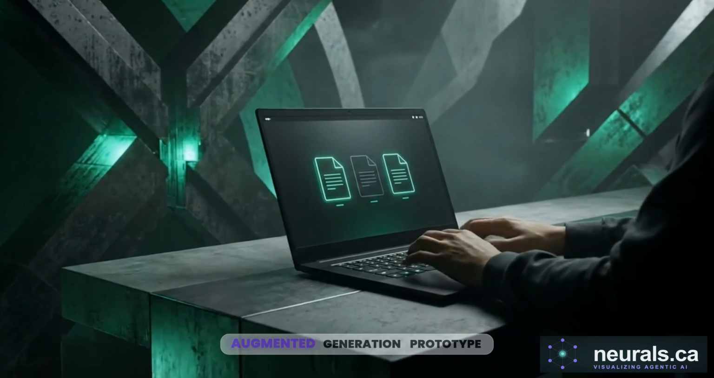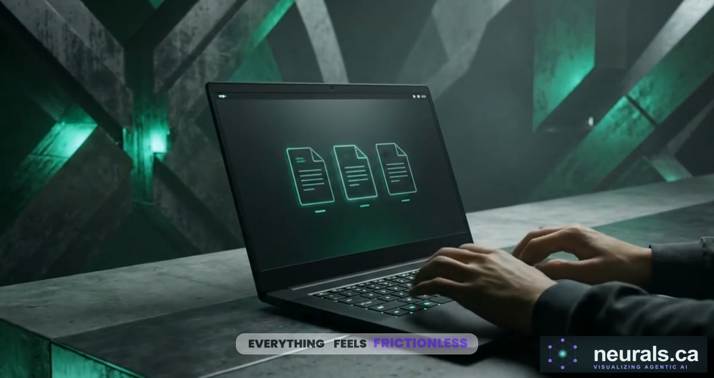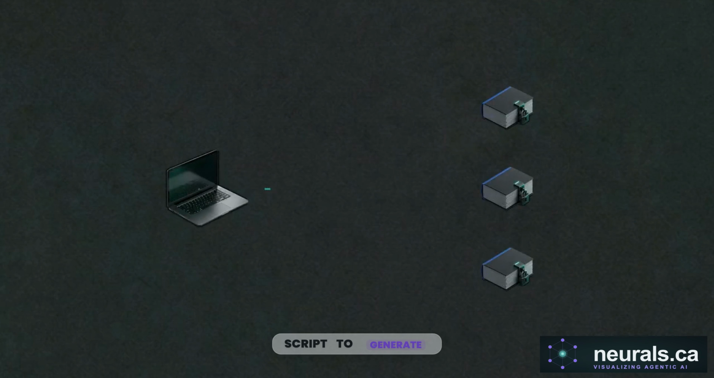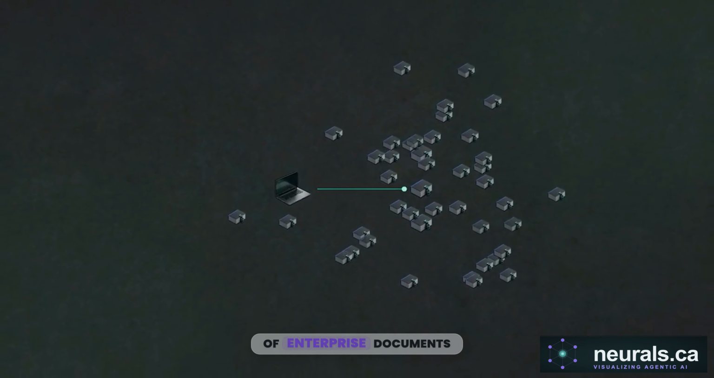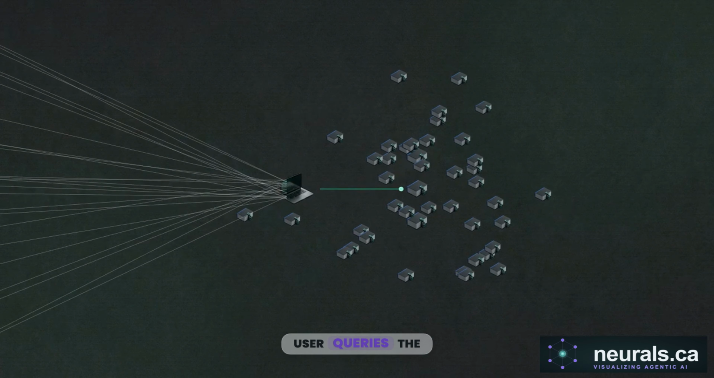Build a retrieval augmented generation prototype on your laptop, and everything feels frictionless. You point an LLM at a few dozen PDFs, write a simple script to generate embeddings, and you get instant, accurate answers. But that smooth local environment is an illusion. When you take that exact same code and point it at millions of enterprise documents, while simultaneously handling hundreds of concurrent user queries, the physics of the system break down.